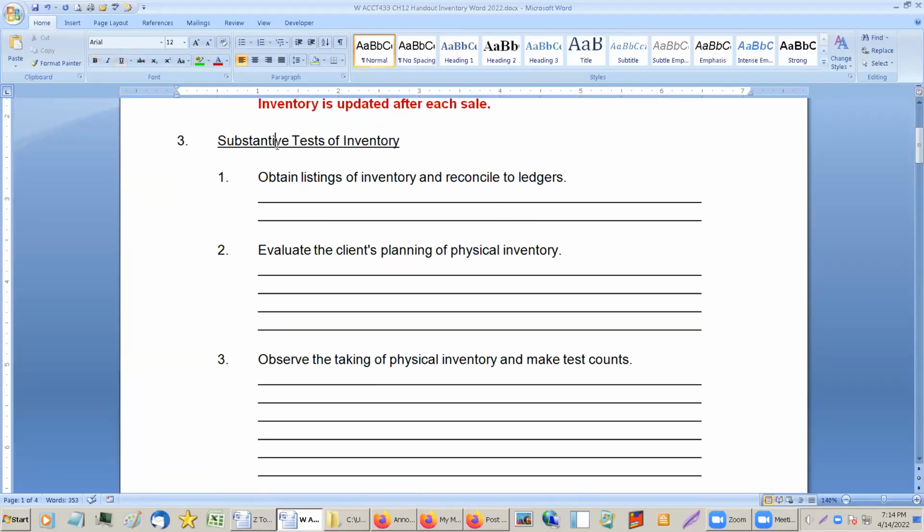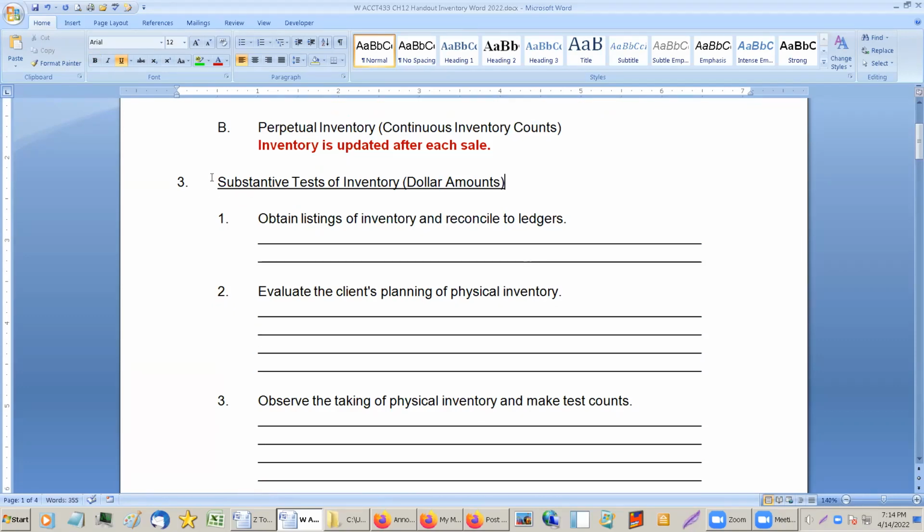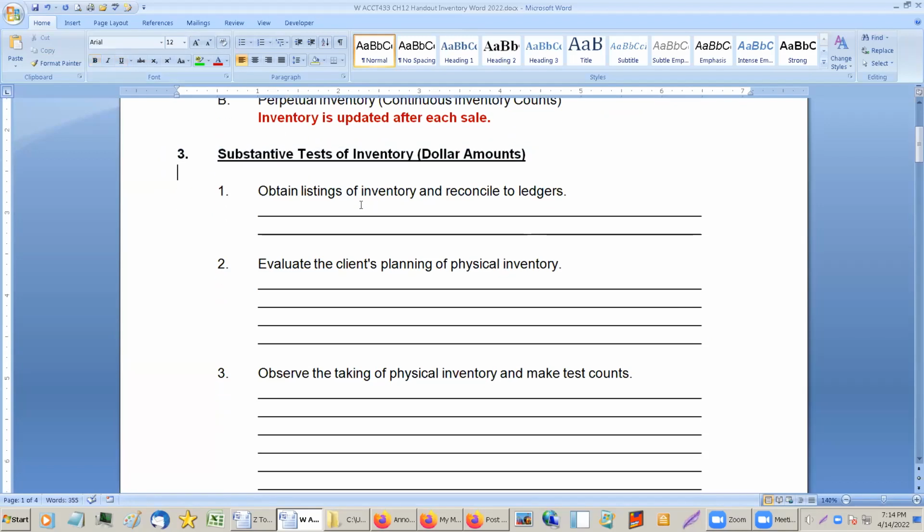Okay, substantive test of inventory. So you either did the test of controls or you decided not to do test of controls, but now you're going to do the substantive test of inventory. So these are for dollar amounts. Okay, listings of inventory reconciled to ledgers.